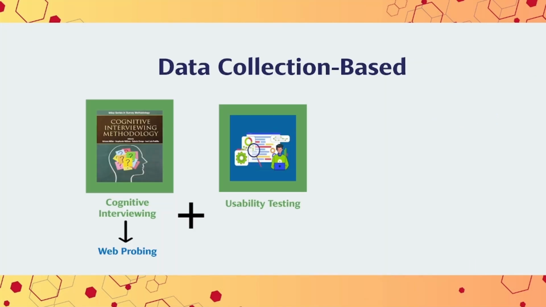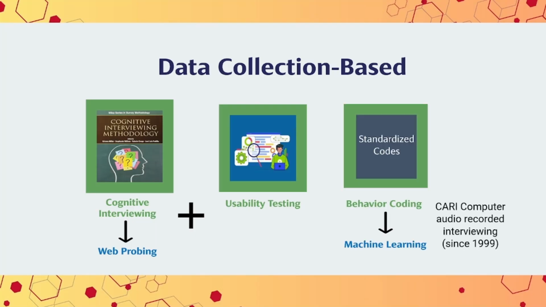So I've talked briefly about 2 data-based approaches. The third approach would be behavior coding. And behavior coding has really become a lot more popular with CARI, computer audio recorded interviewing, since 1999. It used to be that someone had to code all of these problematic questions, but now with machine learning, there is a way to automate the coding, which will save time.